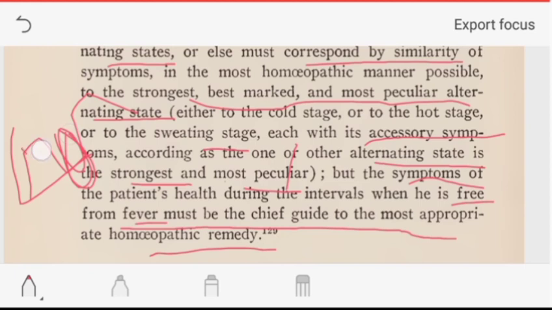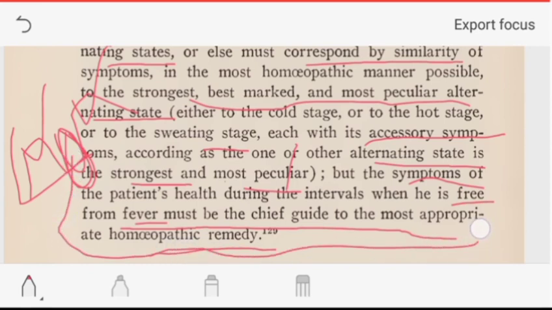So here fever occurs, and here fever occurs again, in intermittent fever. At the time when he is free, at that time we should give the most appropriate homeopathic remedy. Okay, now the footnote: what Hahnemann says in the 235 footnote.